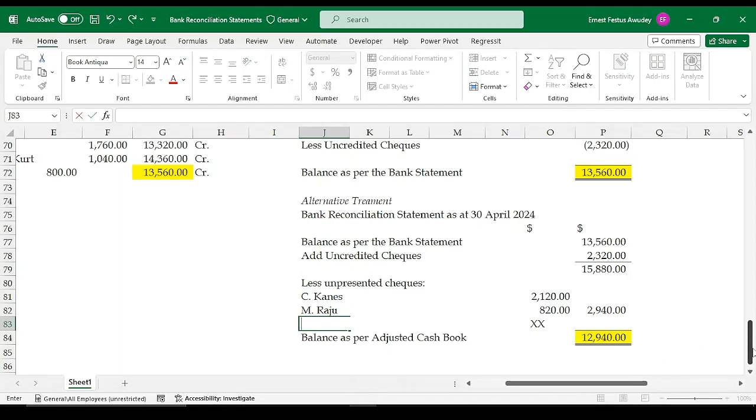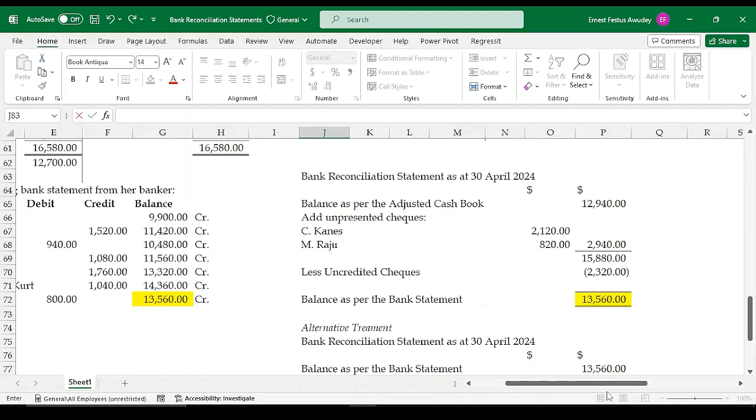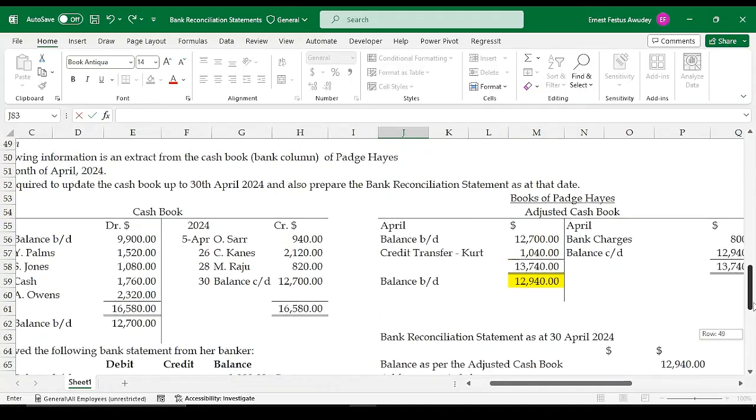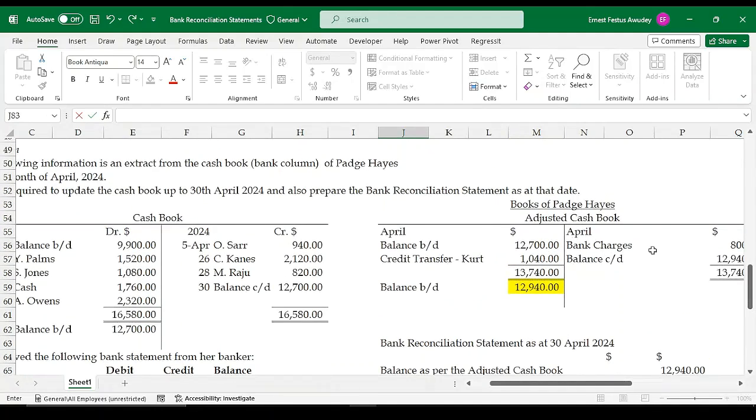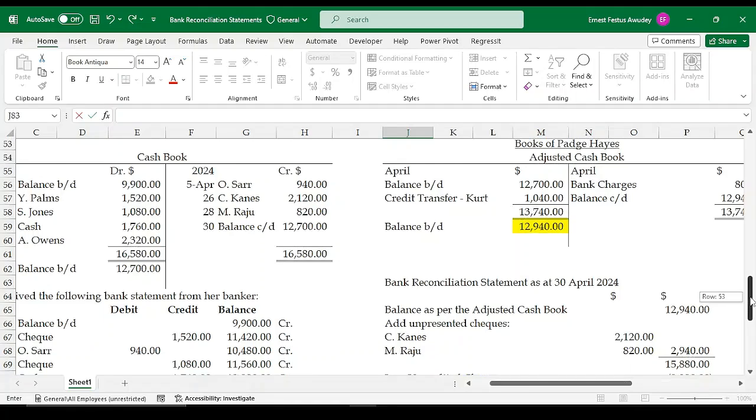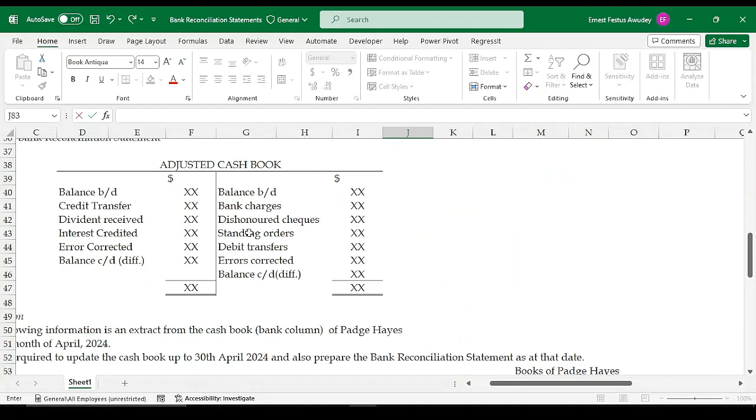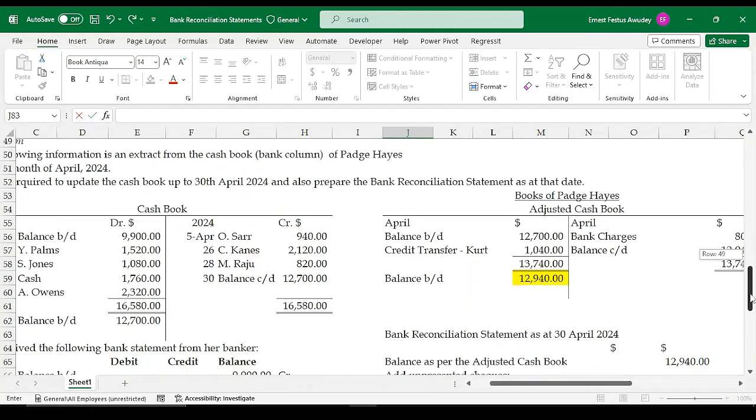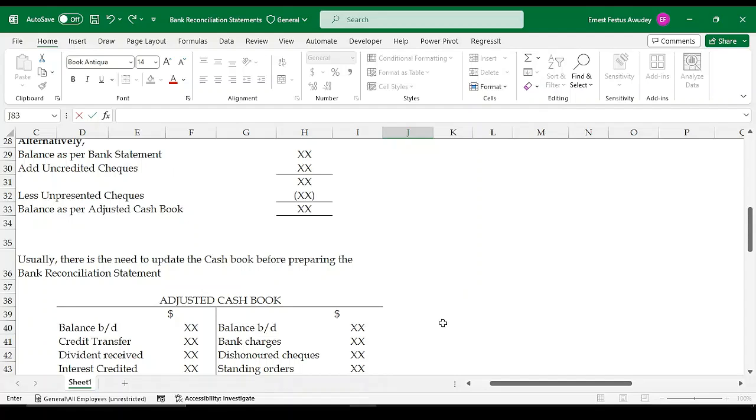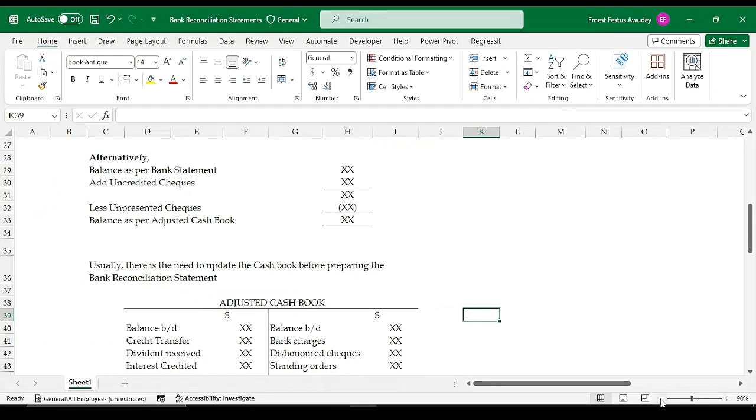And then secondly, sometimes the bank reconciliation statements can be prepared without necessarily preparing the adjusted cash book. And when that happens, the presentation of the bank reconciliation statement contains the adjustments that we need to do within our adjusted cash book. And this is what happens. For instance, using the first format. So let me minimize this a bit.